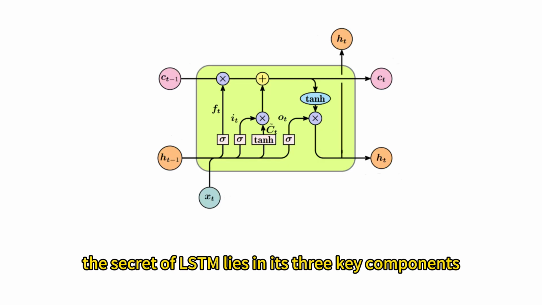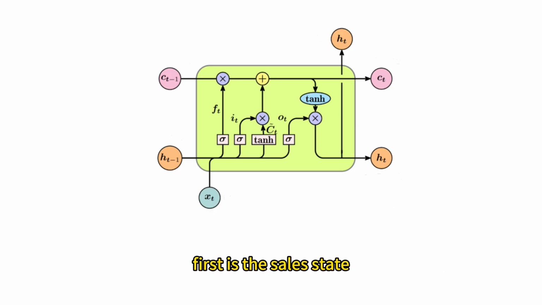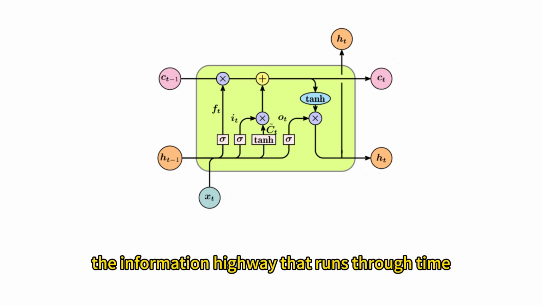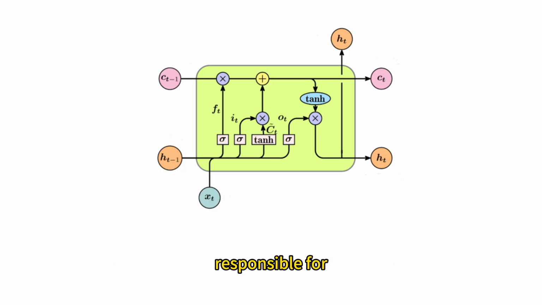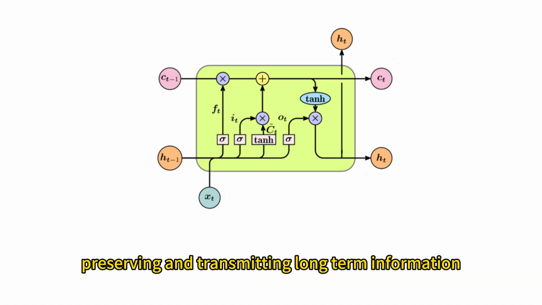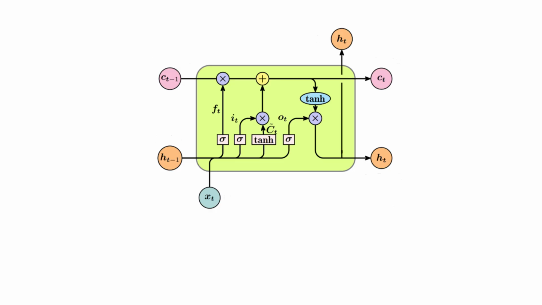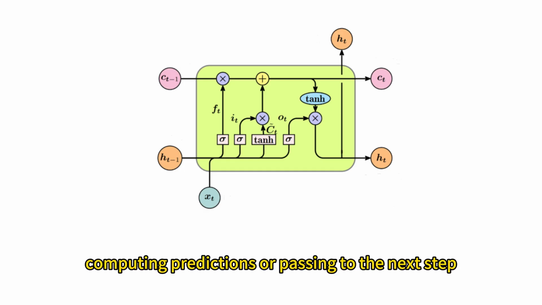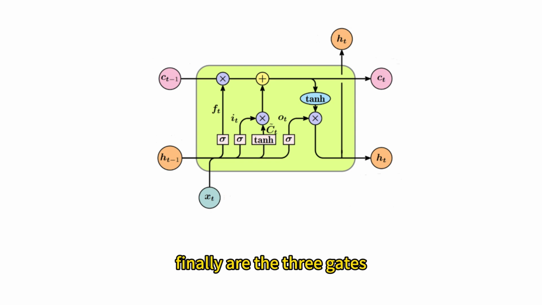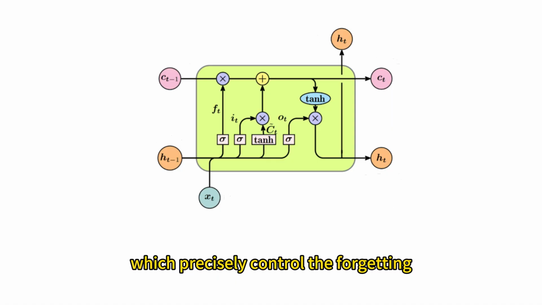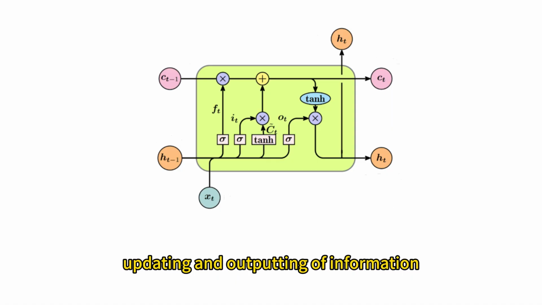The secret of LSTM lies in its three key components. First is the cell state, the information highway that runs through time, responsible for preserving and transmitting long-term information. Then is the hidden state, the memory snapshot exposed at each time step, used for computing predictions or passing to the next step. Finally are the three gates, which precisely control the forgetting, updating, and outputting of information.